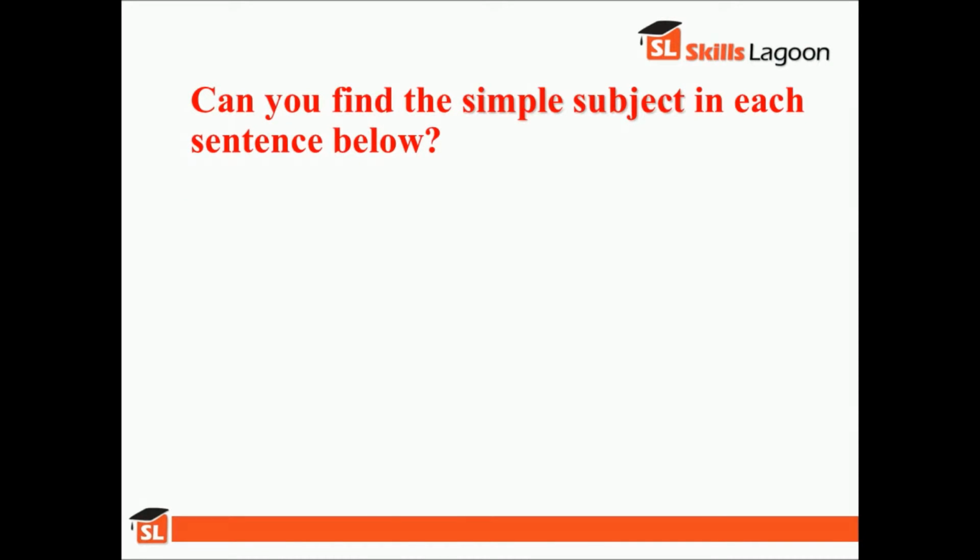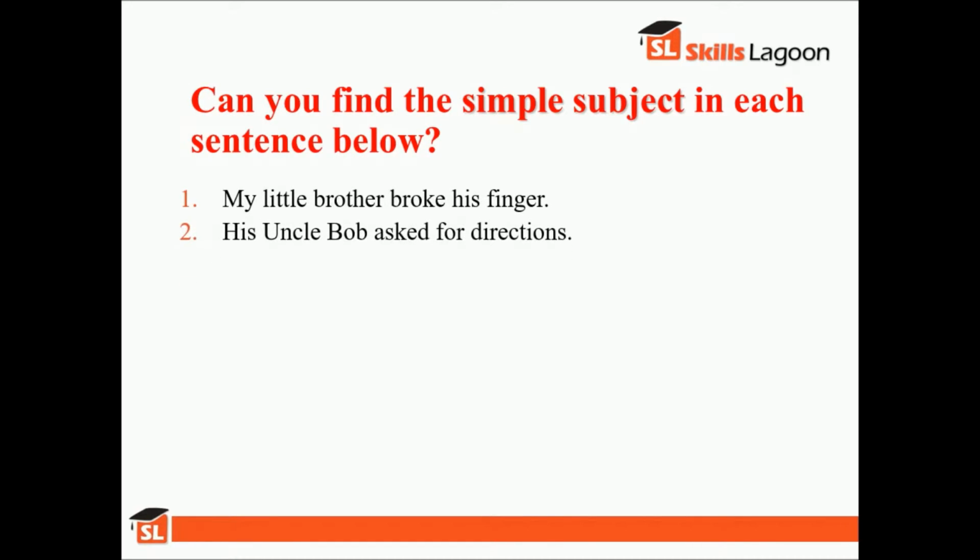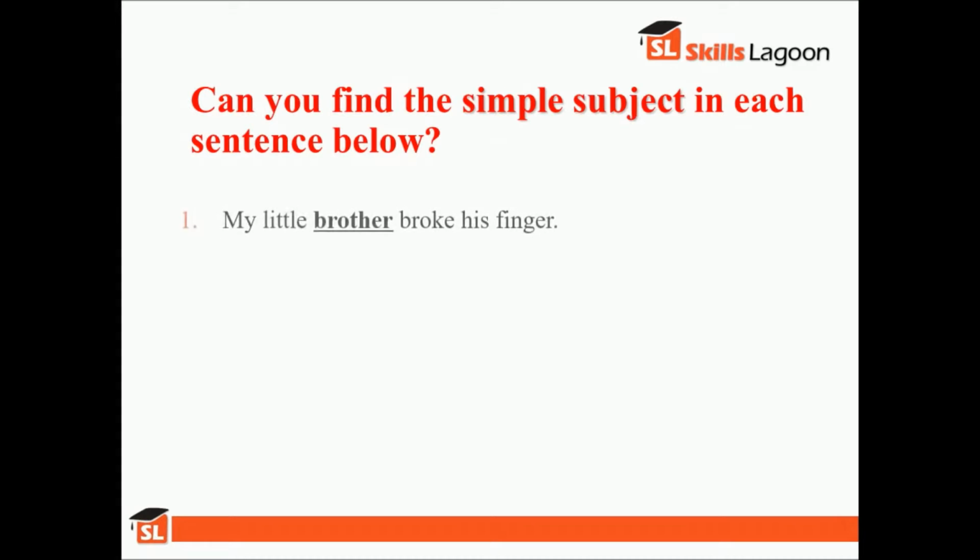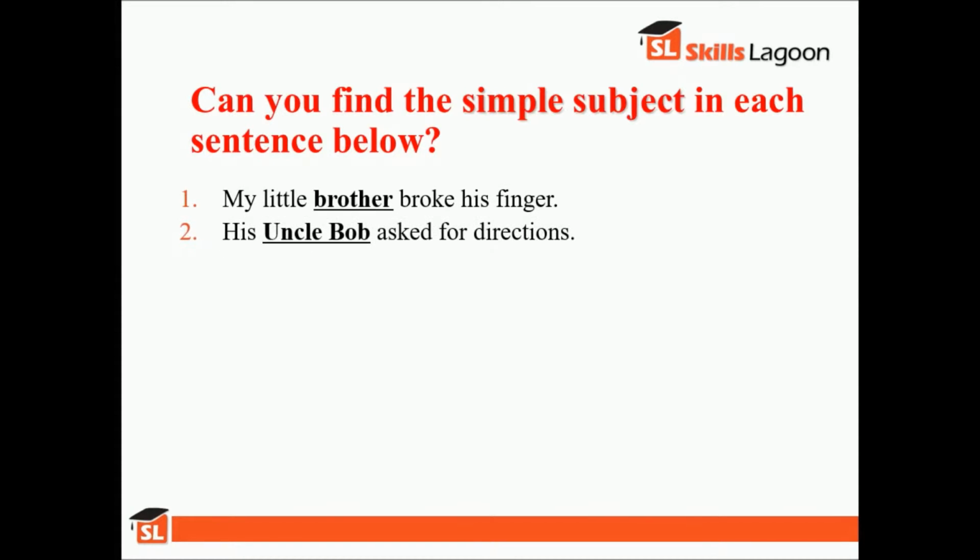Now can you find the simple subject in each sentence below? My little brother broke his finger. His uncle Bob asked for directions. Those soldiers carried guns. Our babysitter arrived late. So here are the answers. Brother, Uncle Bob, soldiers and babysitter.